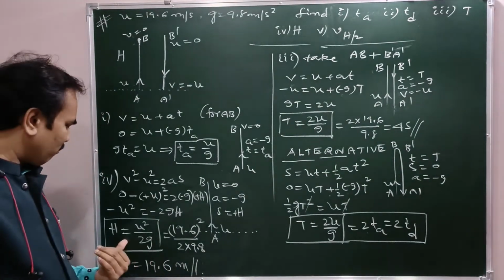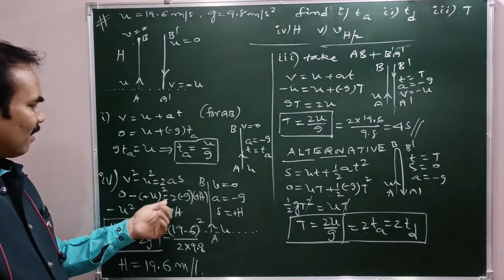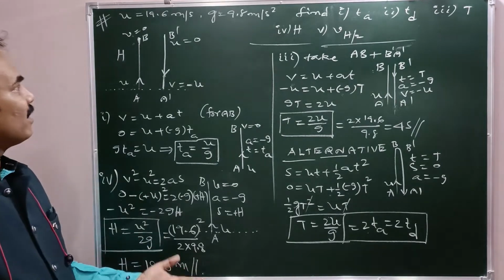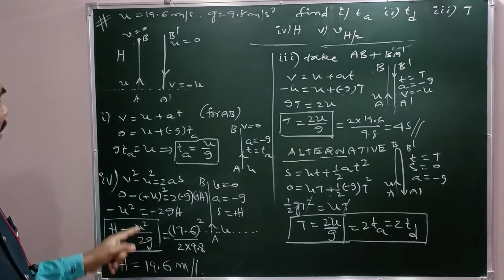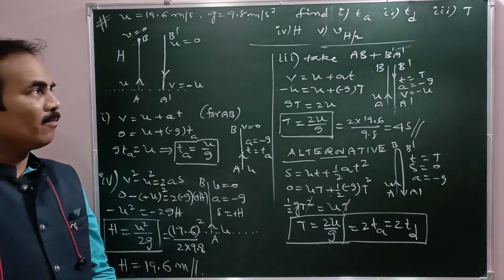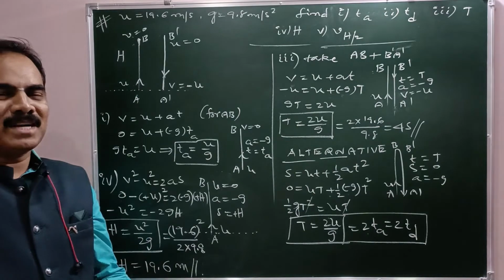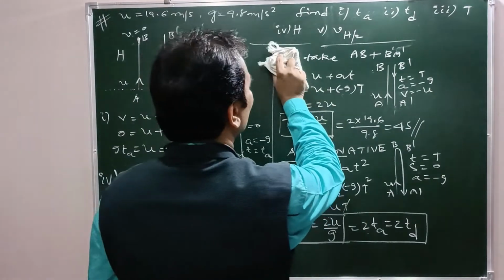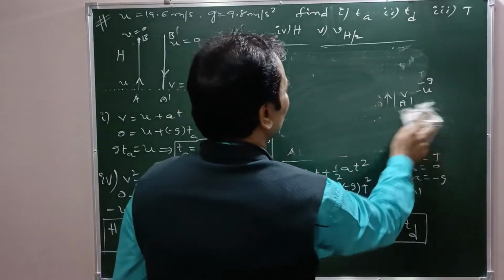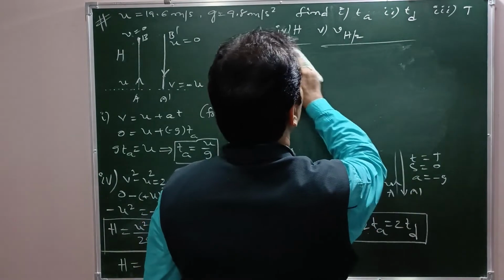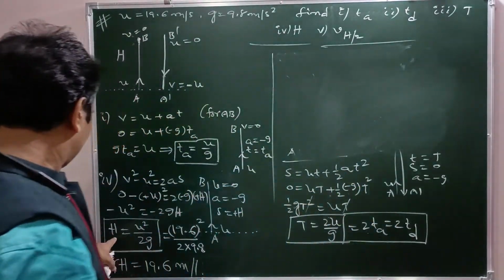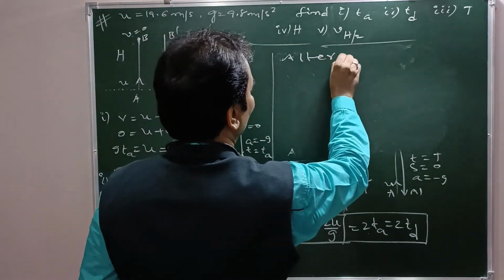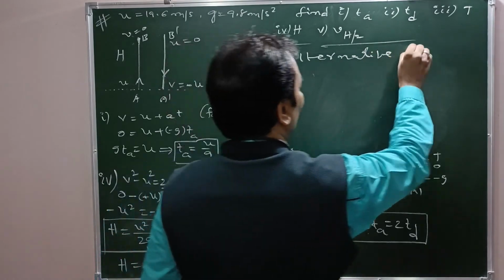Is there any alternative method to find H, by taking another equation of motion? Can we take? Yes, we can. What is the other way to find the expression? You can take displacement equal to average velocity into time. Displacement equal to average velocity into time. Let's see an alternative method for finding the maximum height.